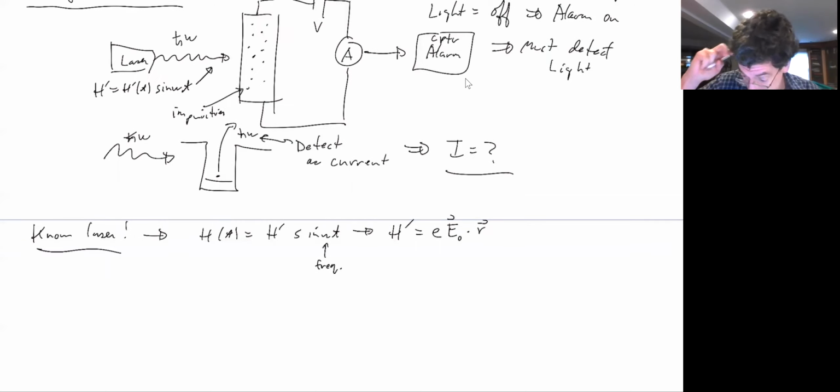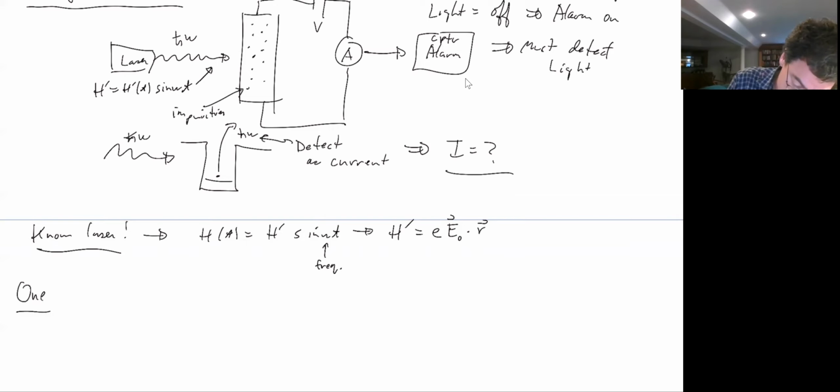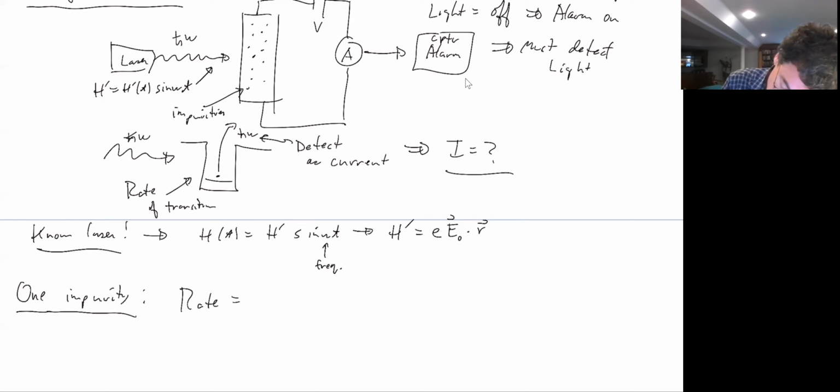And so you want to know what is the current that the laser creates in your device. The current is going to be, you know that for one impurity being hit by that laser, there's going to be some rate of transitions. So for one impurity, the rate is equal to the number of transitions per time.